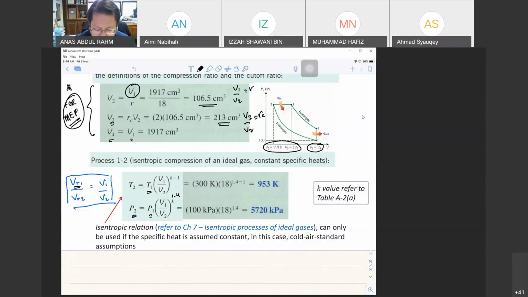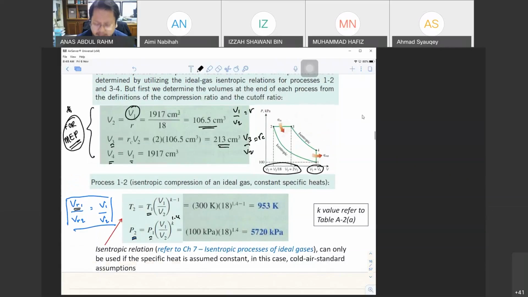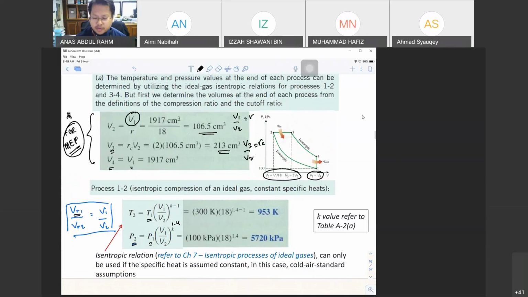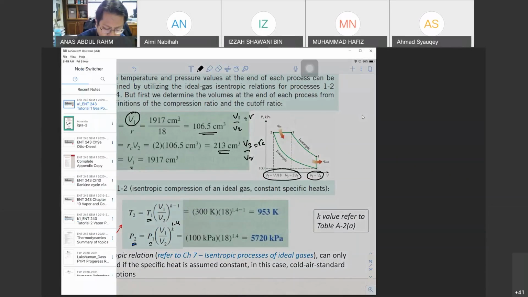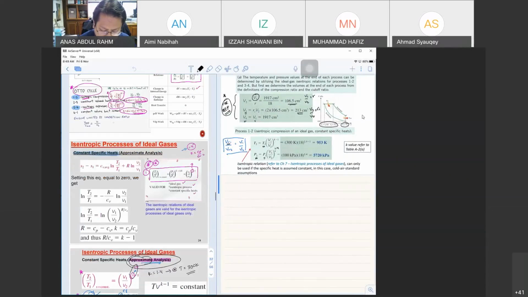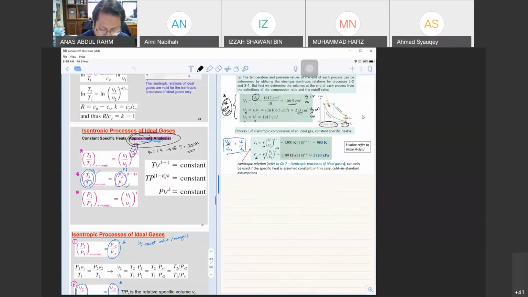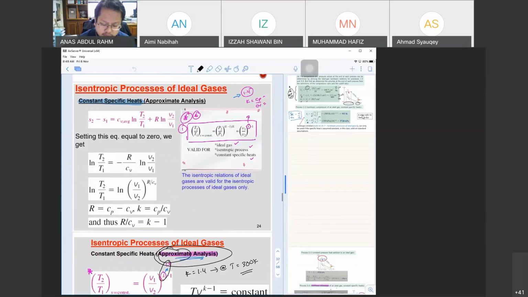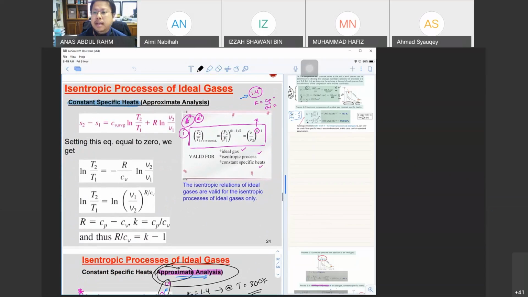Process 1 to 2 is isentropic compression of an ideal gas. Okay. Now, for isentropic equations, for those who don't remember, we go back to our previous lecture. Quickly just to go back, there are a bunch of equations related to isentropic processes that we can use. I highlighted this in the class.